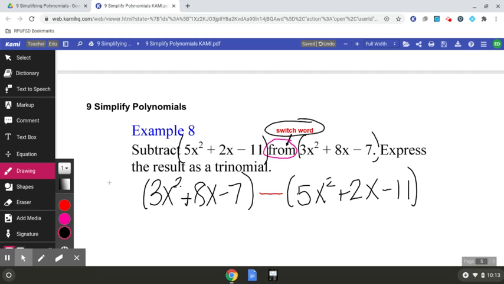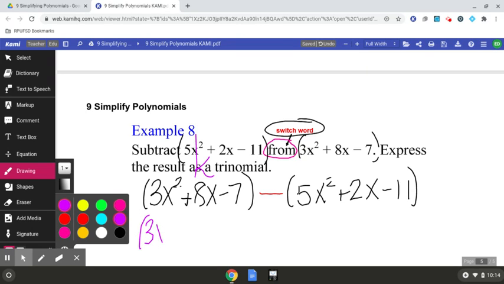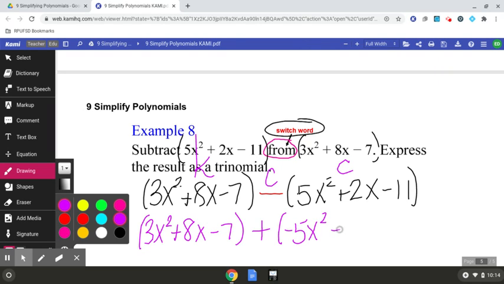Because it's subtraction, we have to also do keep, change. We can't do this straight off. So we're going to keep this whole first parenthesis the same. We're going to change the subtraction to addition, and then we're going to change all the signs in the parentheses. So positive becomes negative 5x squared, positive 2 becomes negative 2x, and a negative 11 becomes a positive 11.